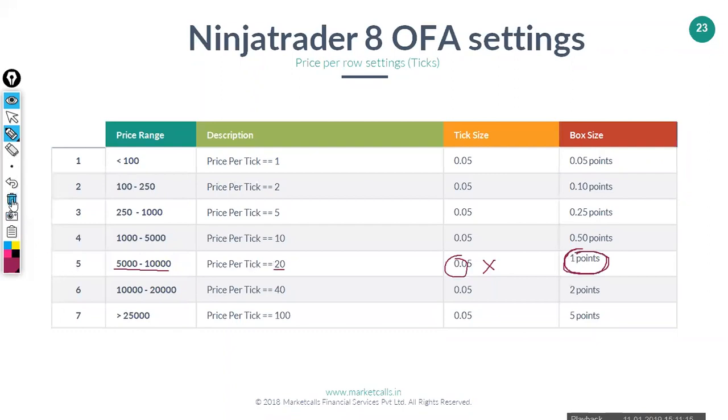And something like Ashok Leyland, which comes around the 100 to 250 range, we'll be using 10 paise. Every 10 paise interval, we'll be recording the buyers and sellers activity. And that means in my order flow settings in NinjaTrader 8, I have to set 2 over there.